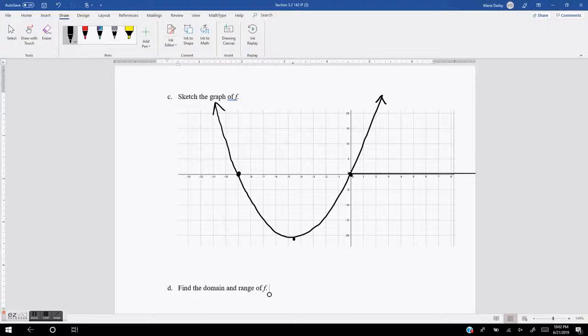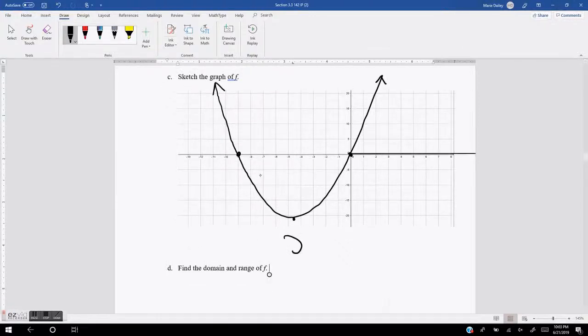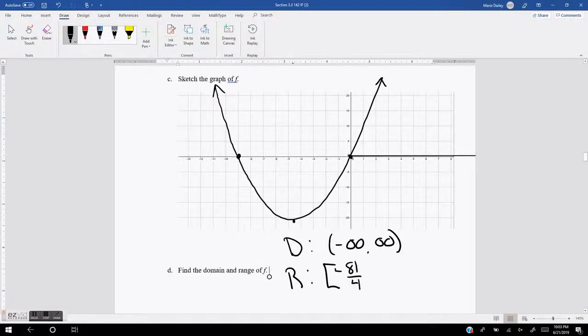Next, we're asked to find the domain and the range. Again, the domain is from negative infinity to infinity. And then my range, remember, we're including that y-coordinate of the vertex. So that's going to be negative 81 over 4 to infinity. That's why it gets the bracket on that one. Fantastic.